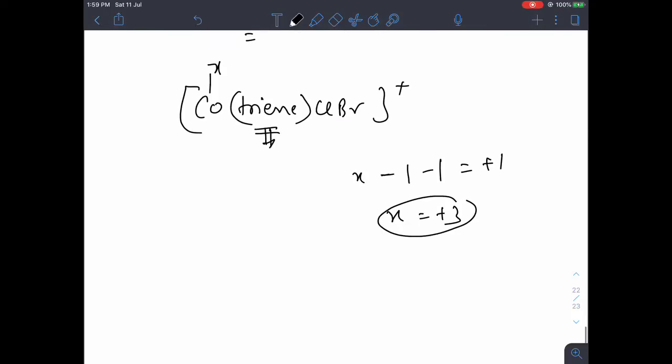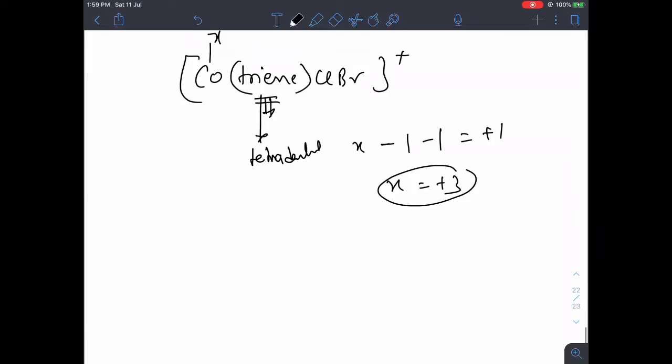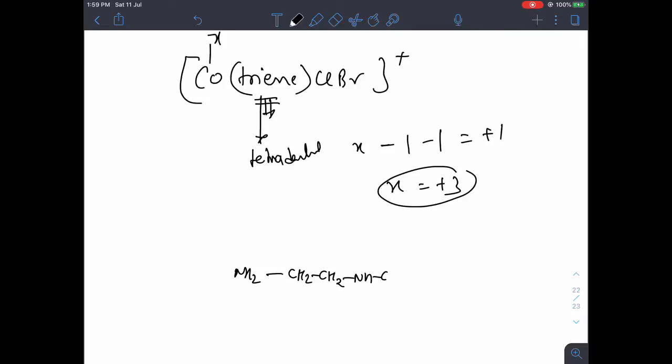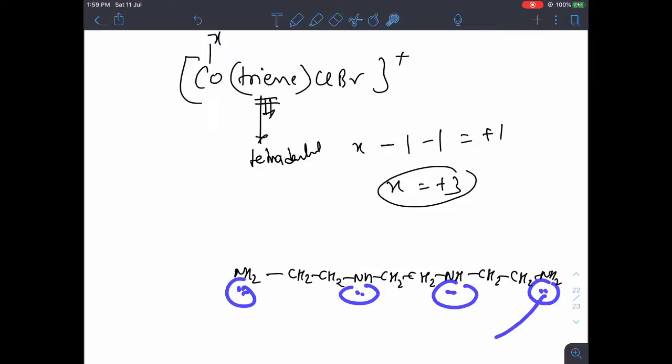Okay, now what is the coordination number of triene? Triene is a tetradentate ligand. Why? If you look at the structure, it will be like this: NH2, CH2, CH2, then NH, once again double CH2, then NH, once again double CH2, and then NH2. Isn't it similar to ene? That's why it is named triene. So it is a tetradentate ligand. 1, 2, 3, 4 donating sites are there.